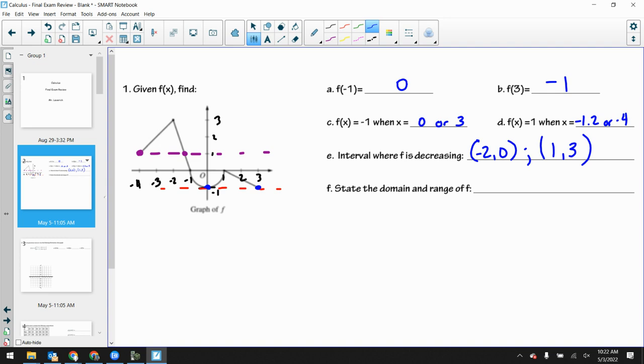From 1 to 3. And then the domain and range. We've been doing this since Algebra 1, right? Domain looks like I'm going all the way from -4 and all the way to +3. -4 to +3. And I would put brackets around this. And then the range looks like it's going from -1 all the way up to +3. -1 to +3. Questions there?